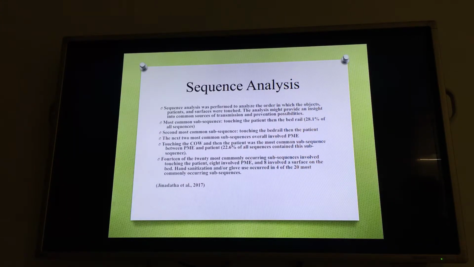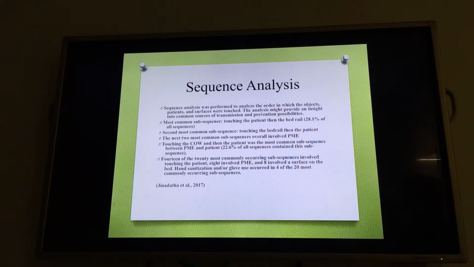Sequence analysis. Sequence analysis was performed to analyze the order in which the objects, patients, and surfaces were touched. The analysis might provide an insight into common sources of transmission and prevention possibilities. Most common subsequence was touching the patient, then the bed rail. It was 28.1% of all sequences. Second most common subsequence was touching the bed rail, then the patient.